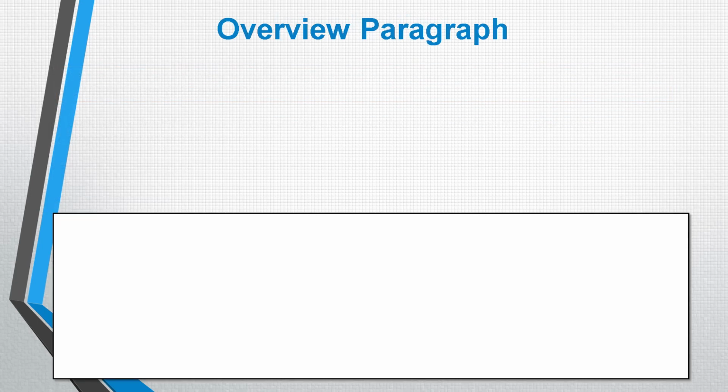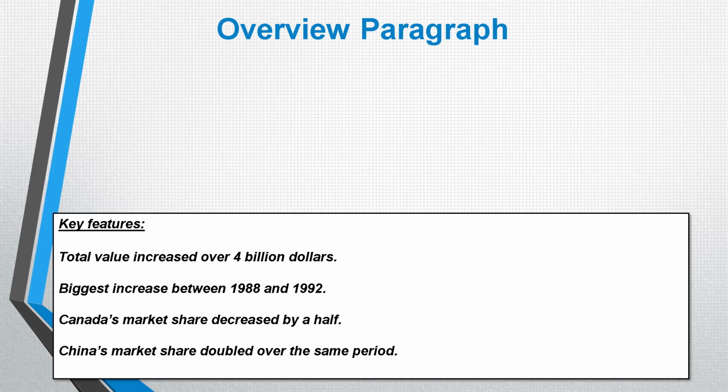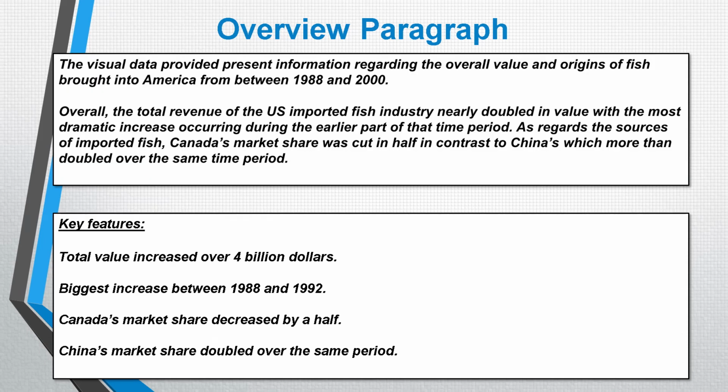Next, we'll use our key features to formulate our overview paragraph. So there are the key features we picked out, and here is the overview paragraph, once again starting with overall, so that the examiner knows that this is our overview paragraph. And it reads, overall, the total revenue of the US imported fish industry nearly doubled in value, with the most dramatic increase occurring during the earlier part of that time period. As regards the sources of imported fish, Canada's market share was cut in half, in contrast to China's, which more than doubled over the same time period.